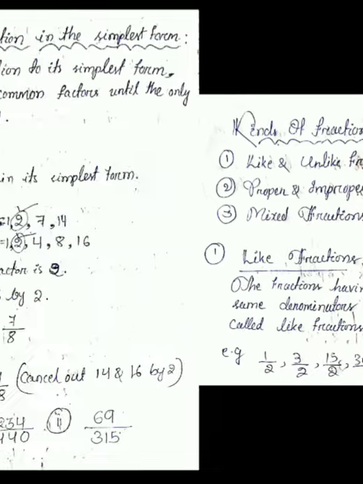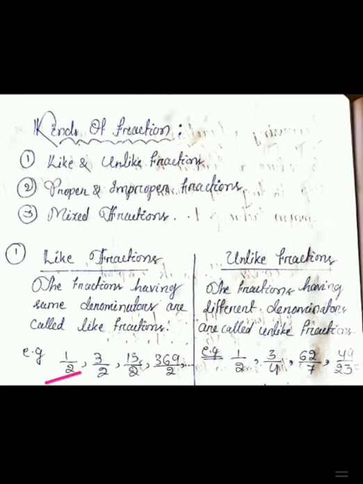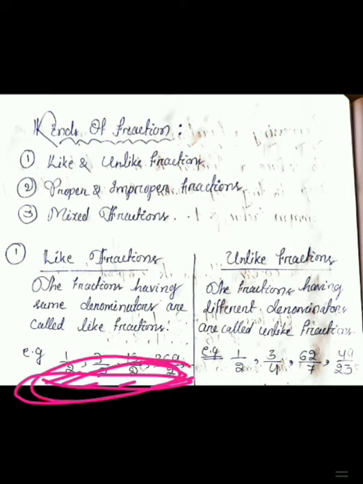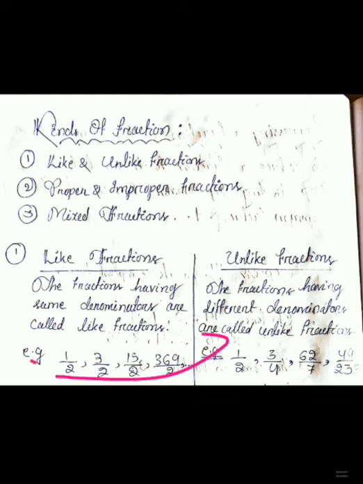So here you can see, 2 here, 2 here, 2 and here also 2. All have 2 given, and the denominators are equal. According to the definition, same denominators are called like fractions. So these all are called like fractions. But here just see, the denominators are 2, 4, 7 and 23. So the denominators are different. So these all are called unlike fractions.